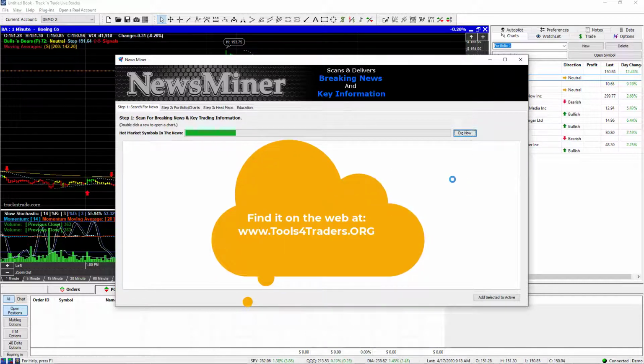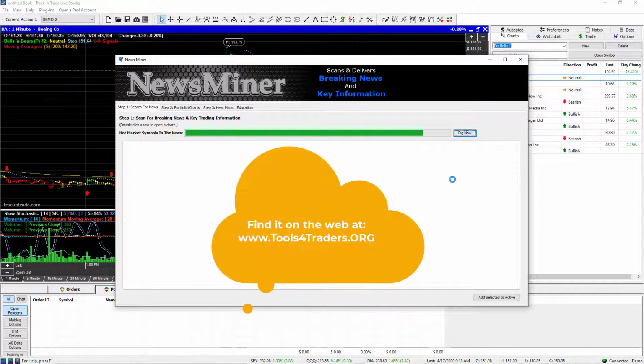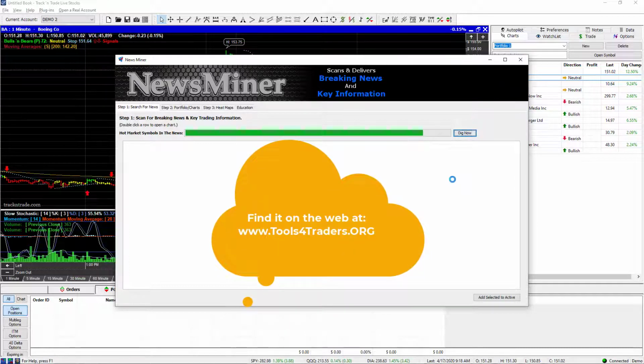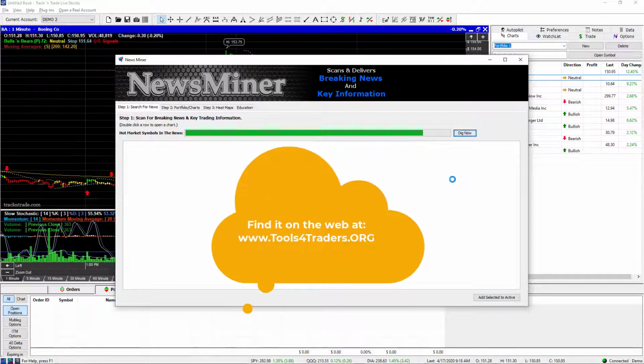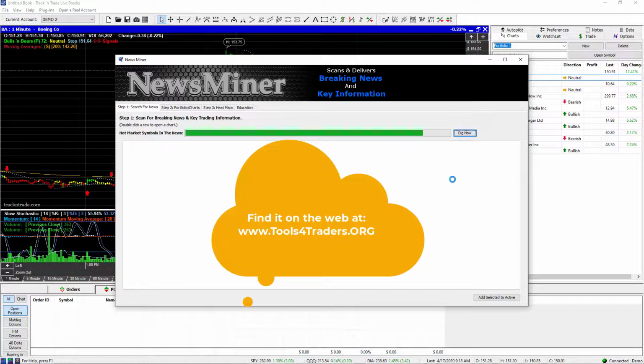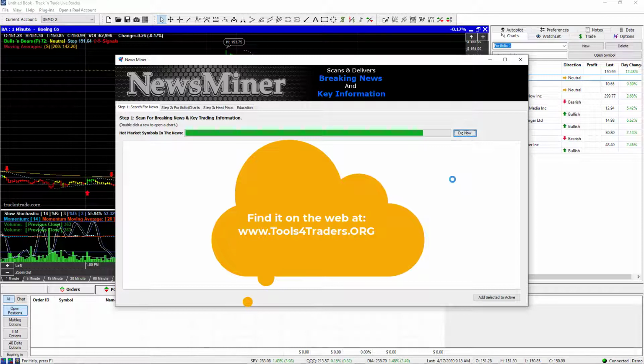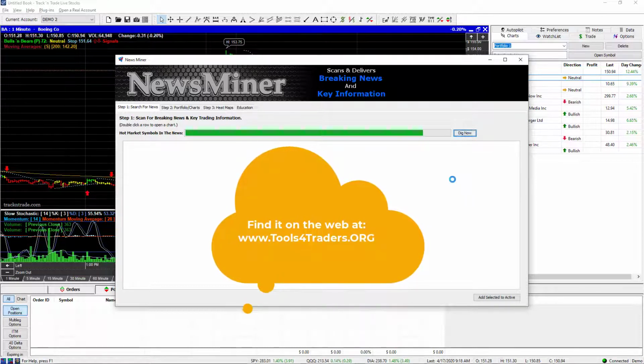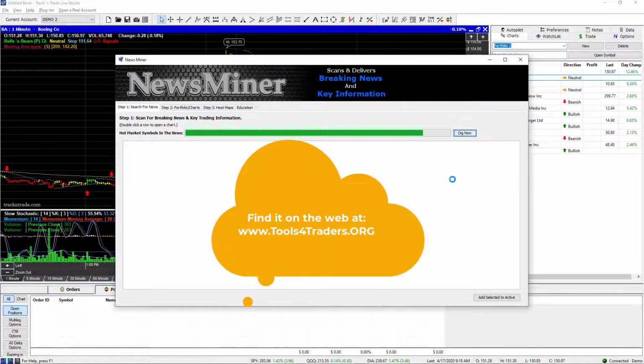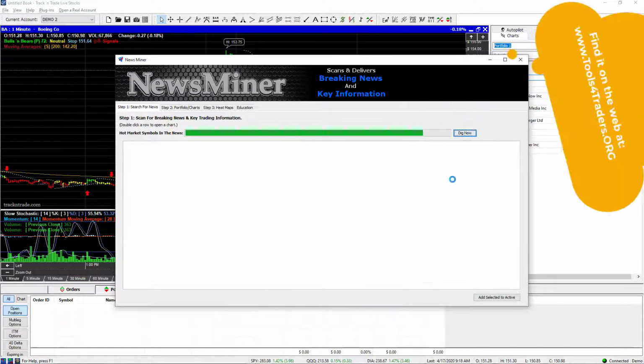I'm going to go ahead and hit dig now and let that go because it takes just a few minutes. Because what it's doing is it actually goes out and it scans all the news for us. It's not scanning for markets that have already gapped. It's scanning for markets that are going to gap. Isn't that what's cool? Let's let this scan.